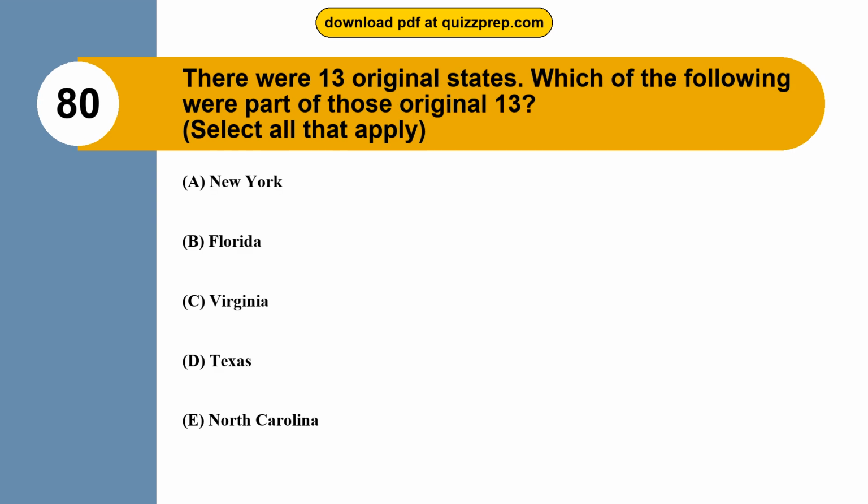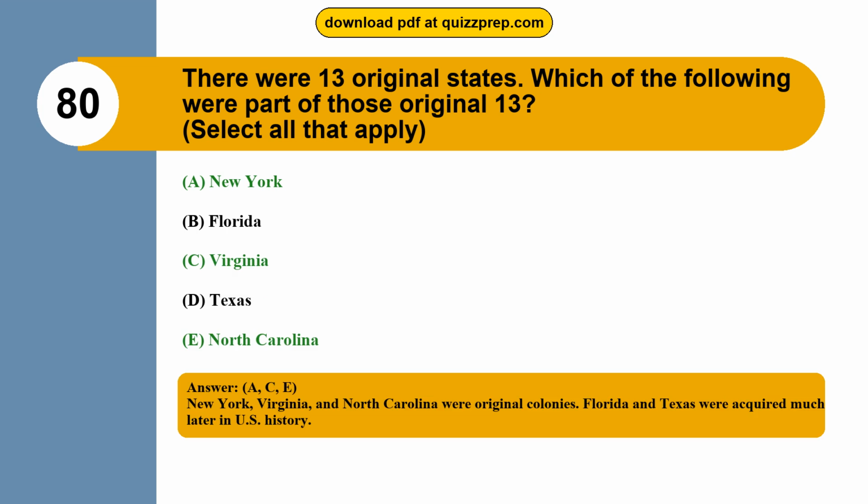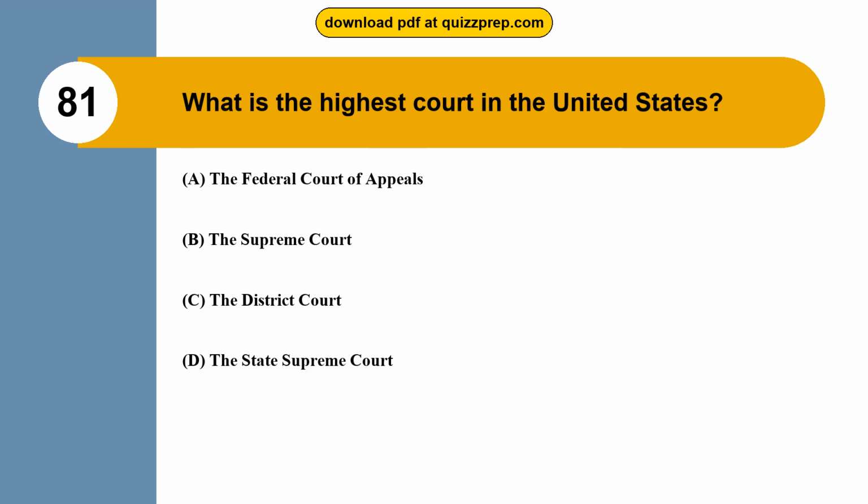Question 80. There were 13 original states. Which of the following were part of those original 13? Option A, New York. Option B, Florida. Option C, Virginia. Option D, Texas. Option E, North Carolina. The correct answers are options A and C and E. New York, Virginia, North Carolina. New York, Virginia, and North Carolina were original colonies. Florida and Texas were acquired much later in U.S. history.